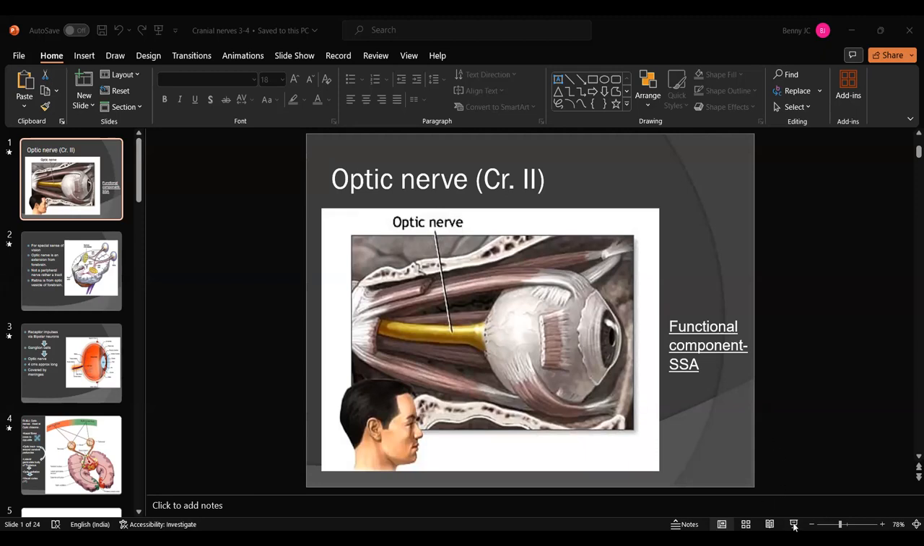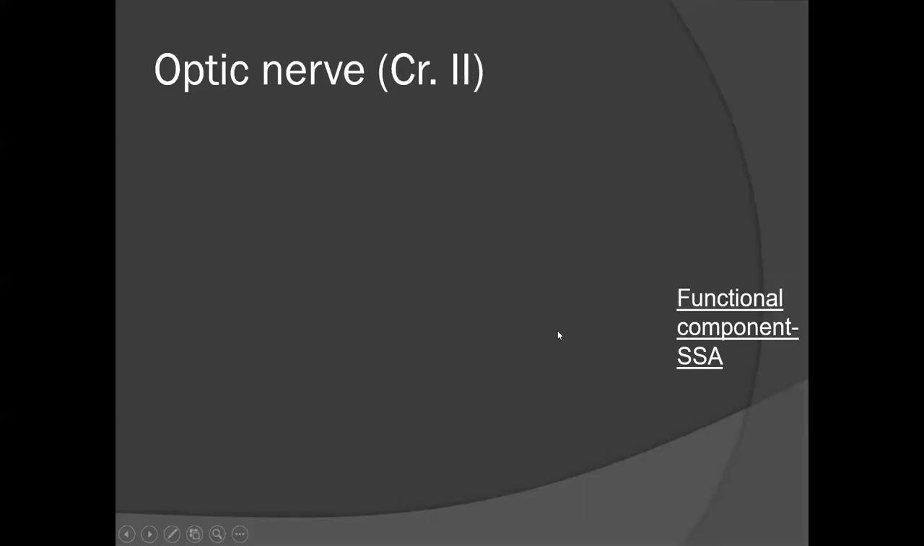So, talking about the cranial nerve number 2, it is the optic nerve, which is, as the name suggests, a purely sensory nerve, and therefore it is connected to the functional component special somatic afferent. And of course, it is carrying the very crucial impulse of the visual signals, that is the optic signals.